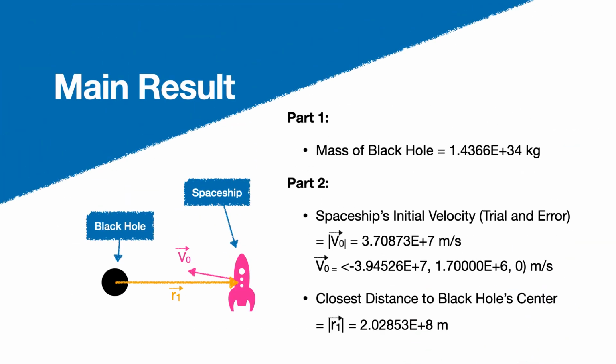In part 1, the main result is that the black hole's mass was approximated to equal 1.4366 times 10 to the 34th kilograms. In part 2, the main result is that the spaceship's initial velocity through trial and error was found to be 3.70873 times 10 to the 7th meters per second in order to get close to the black hole center and escape from the black hole system without crashing. This closest distance to the black hole center was 2.02853 times 10 to the 8th meters.